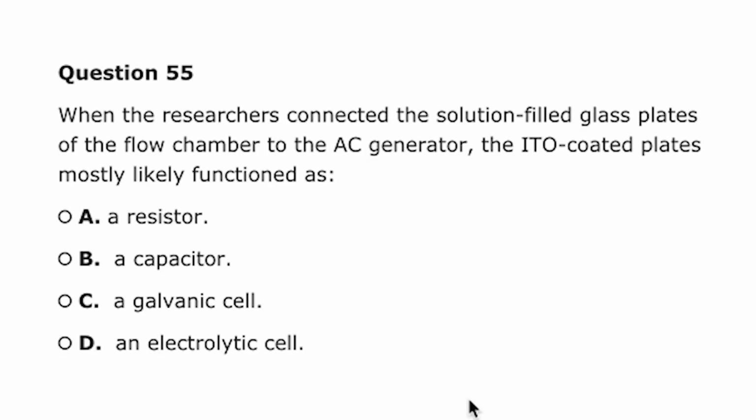Alrighty. All right. So question 55, when the researchers connected the solution-filled glass plates to the flow chamber of the AC generator, alternating current generator, the indium tin oxide coated plates most likely functioned as A, a resistor, B, a capacitor, C, a galvanic cell, and D, an electrolytic cell.